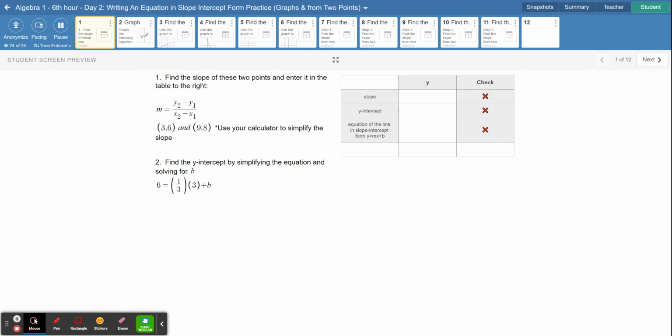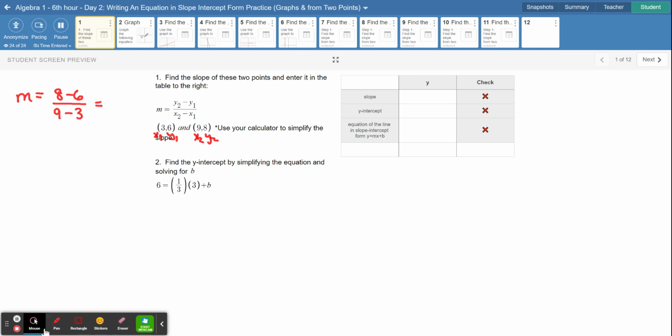All right, in this video, we're going to go over writing an equation in slope-intercept form practice from graphs and 2 points. So today's first slide, we needed to calculate the slope. Our y2 and our y1 are our last numbers, so 8 minus 6. And then our x2 and our x1 is 9 minus 3.